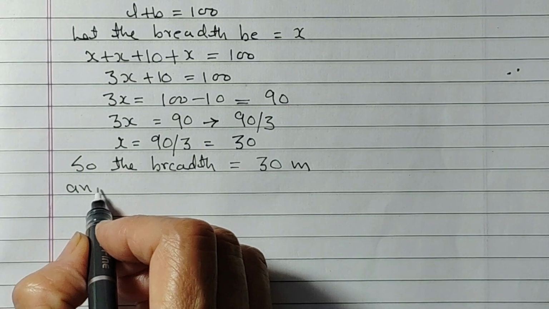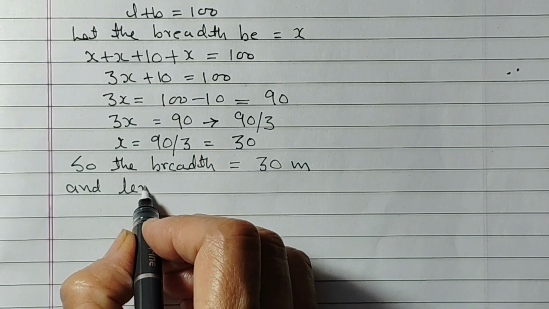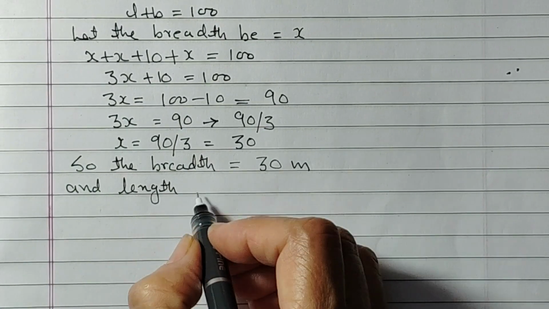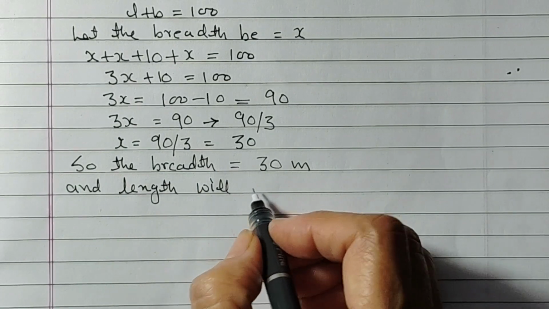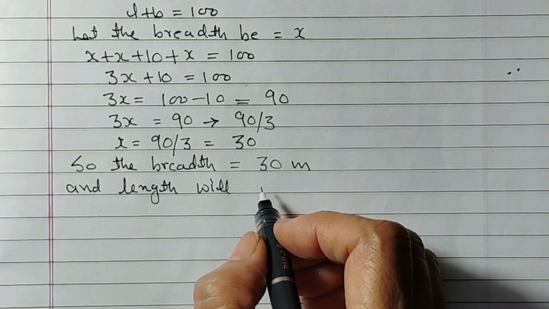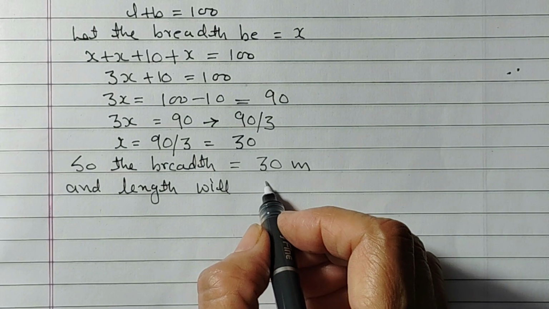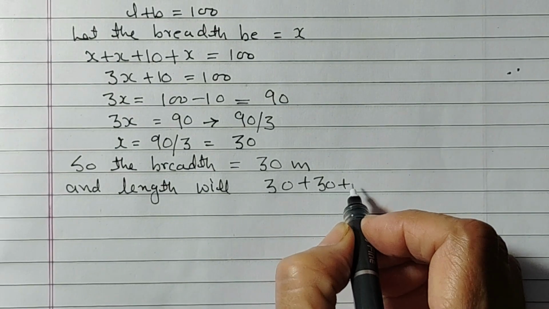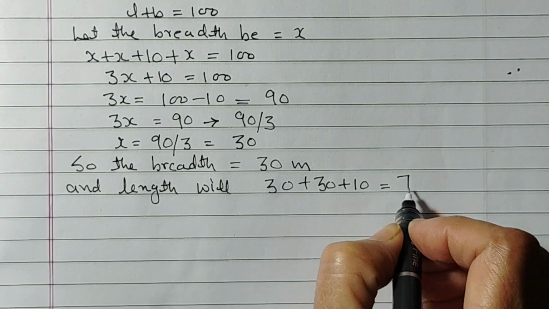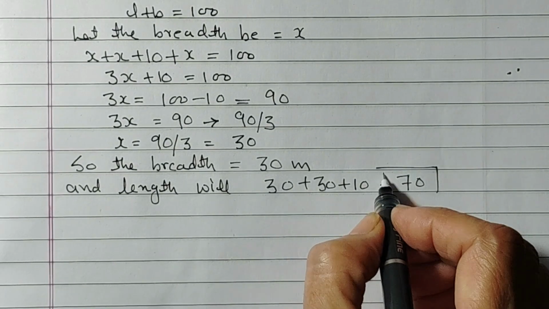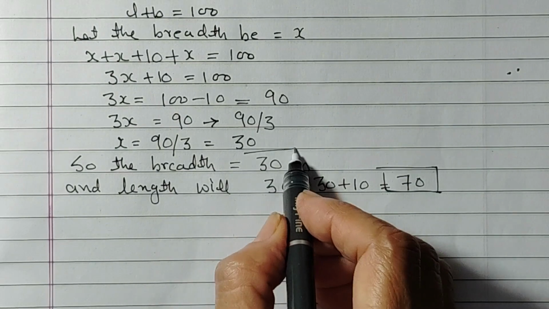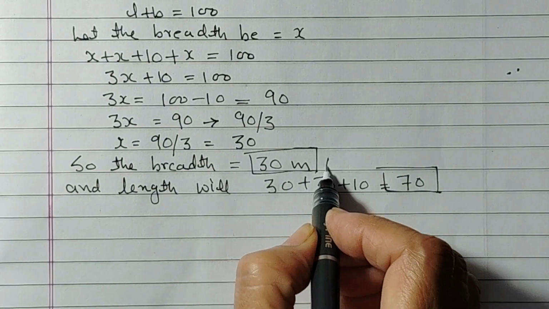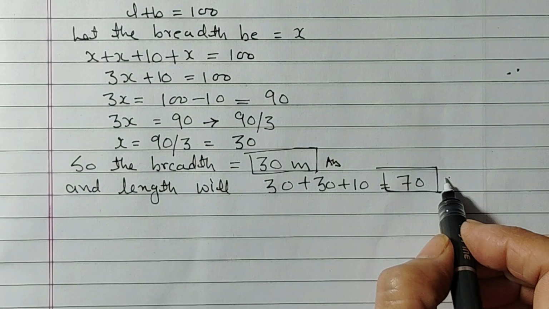and length will be twice its width plus 10, which is 30 plus 30 plus 10, that is 70. So these are the sides of the rectangular farm. This is the answer, 30 and 70.